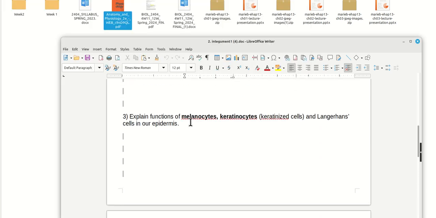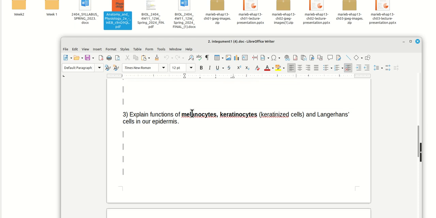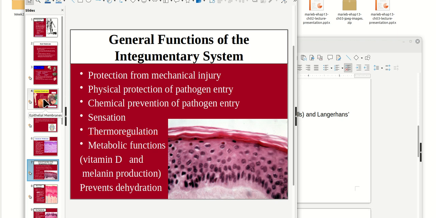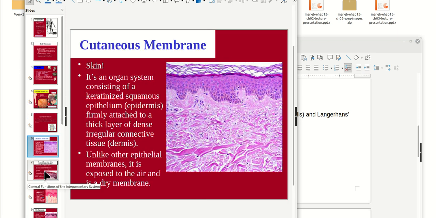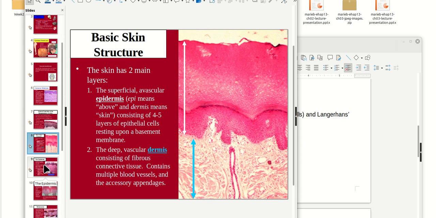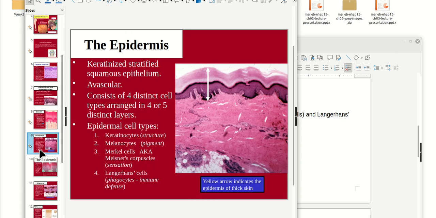So now we're on to number 3. Functions of melanocytes and keratinocytes, and the Langerhans cells in our epidermis. I think this one probably works equally well in the book or in the PowerPoints. So let's go to the PowerPoints. The thing is, there are 2 sets of PowerPoints. Is this the correct set of PowerPoints?